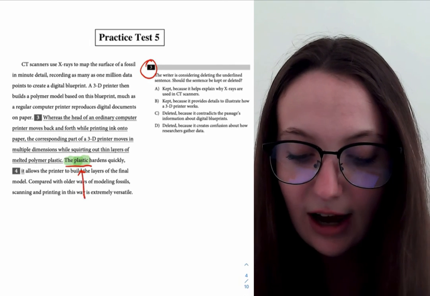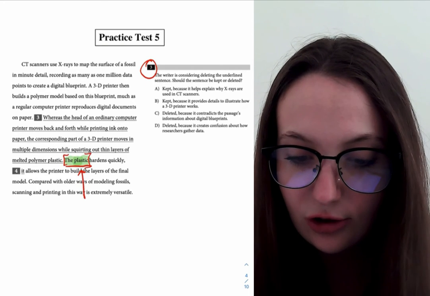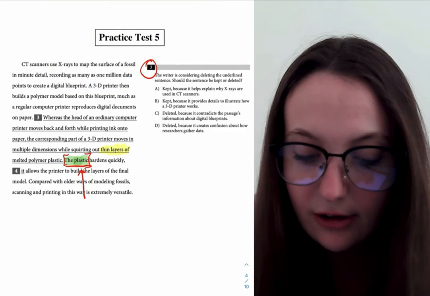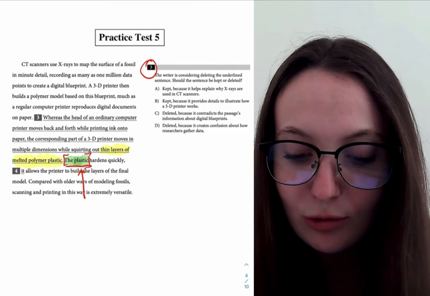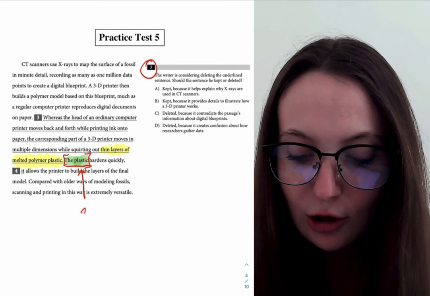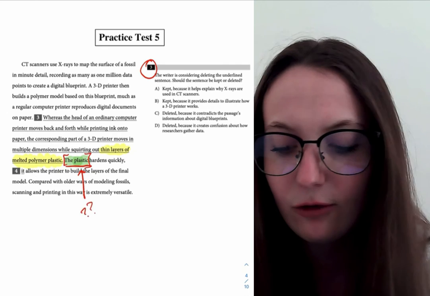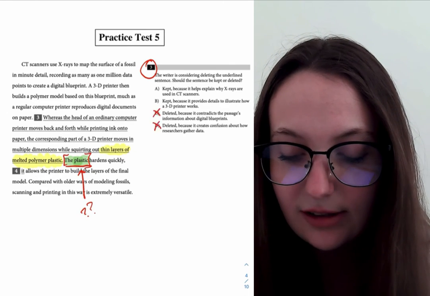So the first time and the only time rather, other than this spot, that plastic is initially mentioned is right here where it says squirting out thin layers of melted polymer plastic. So it's like if you were to delete this underlined portion, you would be left like, huh? The plastic? What is that plastic even referring back to? So we definitely need to keep it. So knock out C and D.